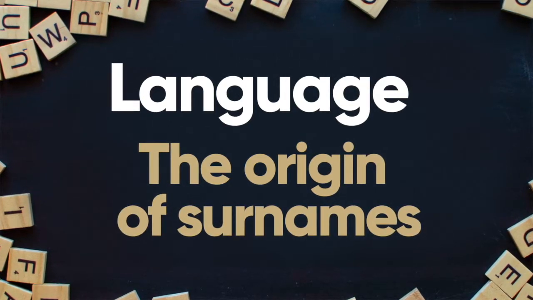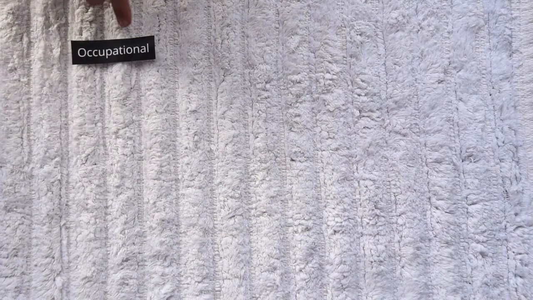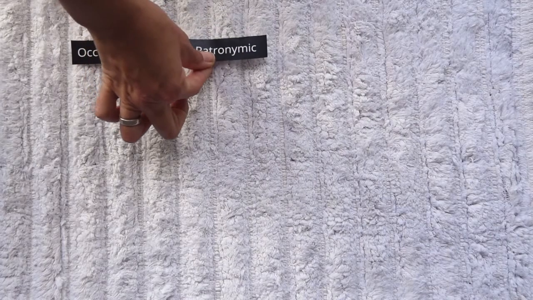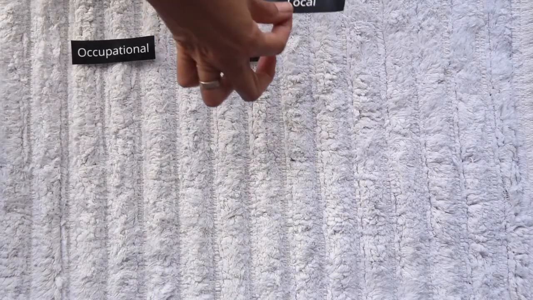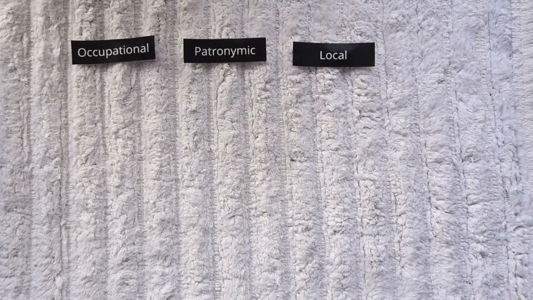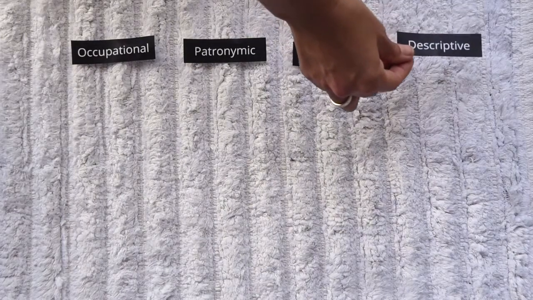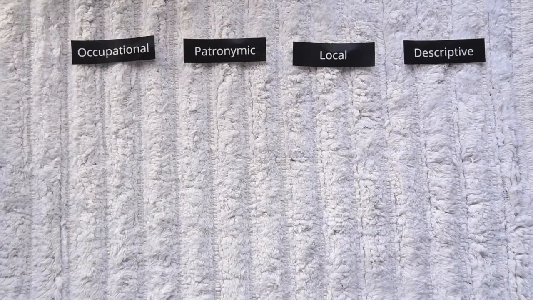Your family name could either be occupational, it could describe the job you do. It could be patronymic, which comes from the Greek words patra meaning father and onoma meaning name, father's name. It could also be a local name, which describes the area where you live or something that stands out in the area where you are. It could also be a descriptive family name, which describes how you look or a quality about you.